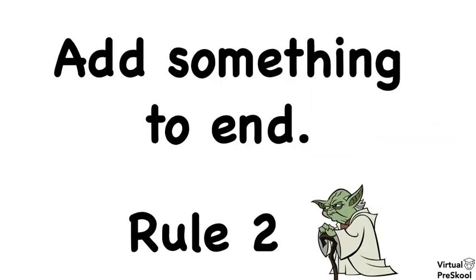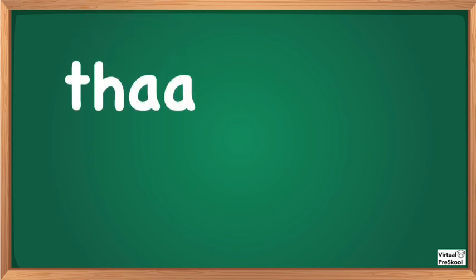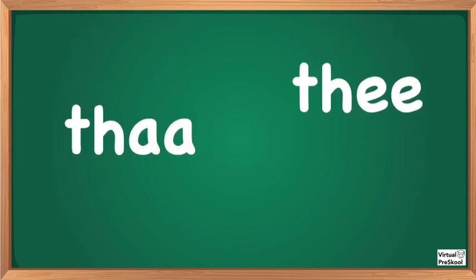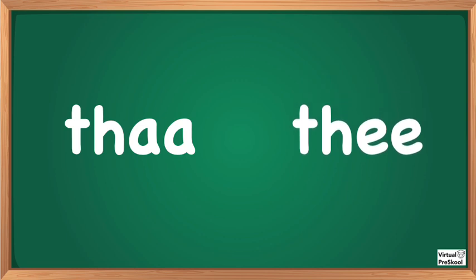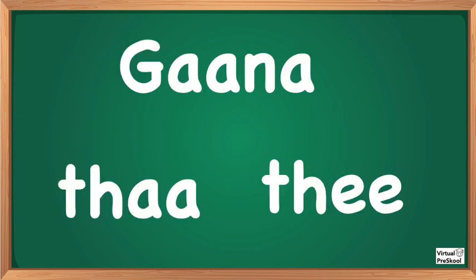And that brings us to rule number 2. Master Yoda says that to bring balance back, we have to add something to the end of each of these shortened words. Here's what we're going to add. There are 2 possibilities, either tha or thi. That means we take tha and glue it to the end of the word, or take thi and glue it to the end of the word. Let's see how that works.